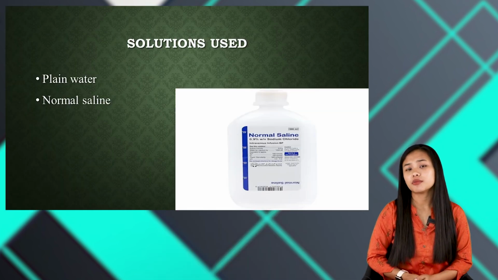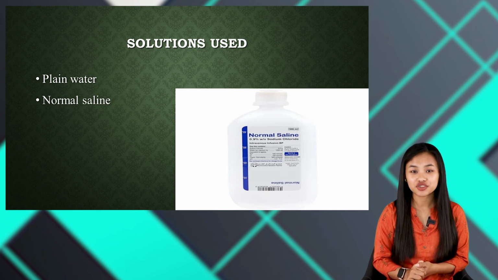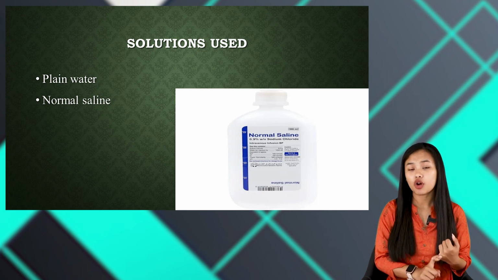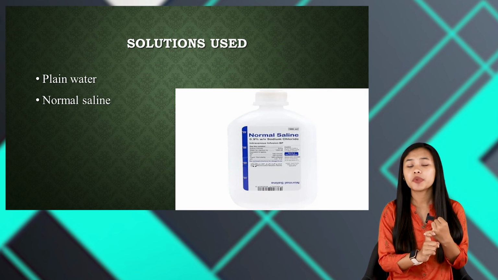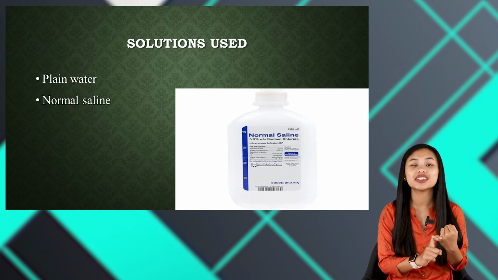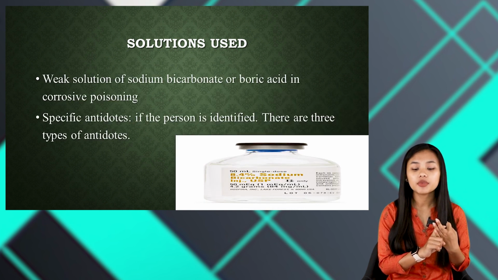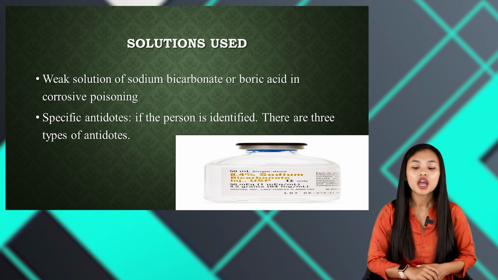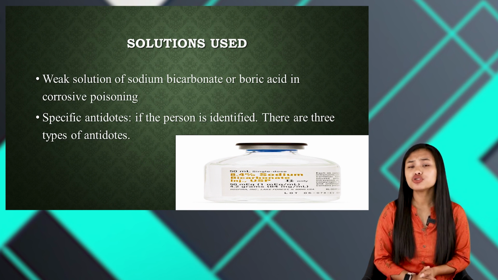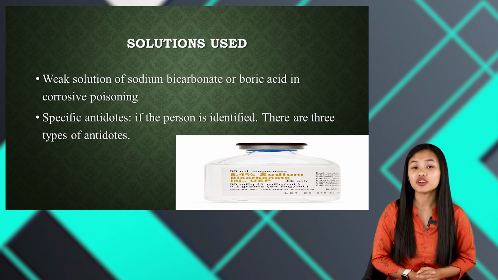So here, as we have taken an example of the siphon, exactly the same way the siphon works, the gastric tube in gastric lavage will also work. Now let us discuss the solutions which can be used in gastric lavage. Here we can use plain water, especially when the patient has ingested an unidentified poison; normal saline; a weak solution of sodium bicarbonate or boric acid in corrosive poisoning. And we can also use a specific antidote if the poison is identified.